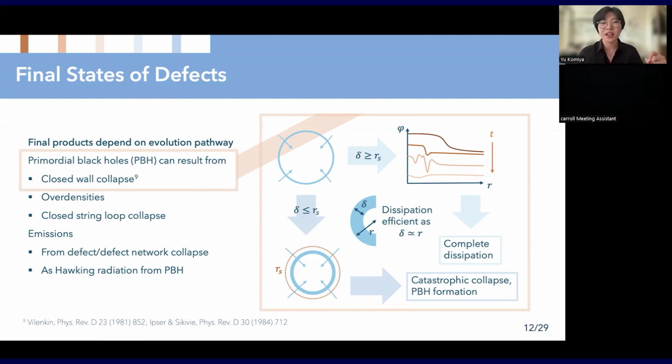In the opposite scenario, the Schwarzschild radius of the object stays sufficiently constant throughout its collapse, such that we can reach a stage where the radius of the closed wall eventually comes within its Schwarzschild radius, and we have catastrophic collapse, forming a primordial black hole. There are lots of other ways to achieve this if we have some sort of roughly spherical overdensity region, or if you have a closed loop of cosmic string, for example.